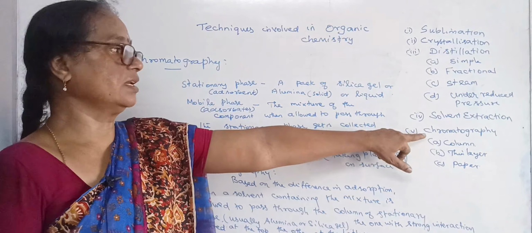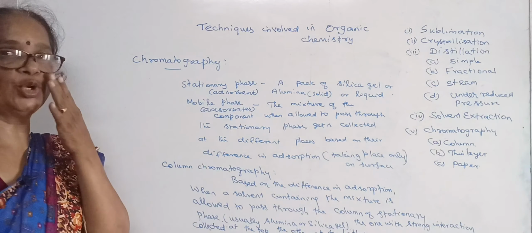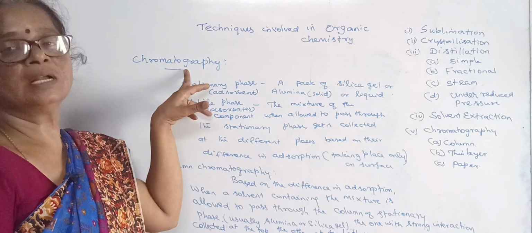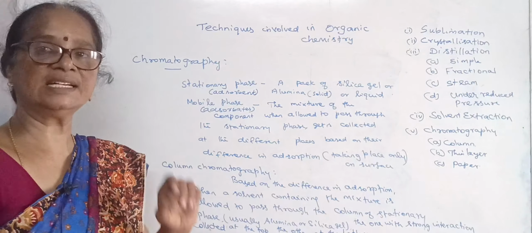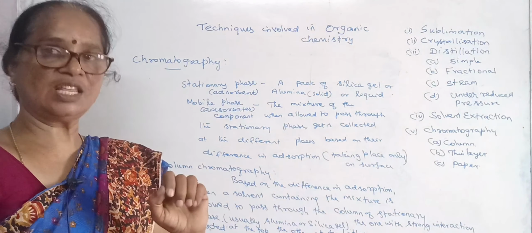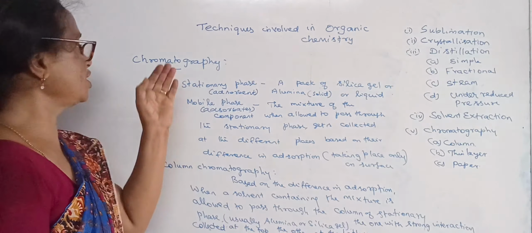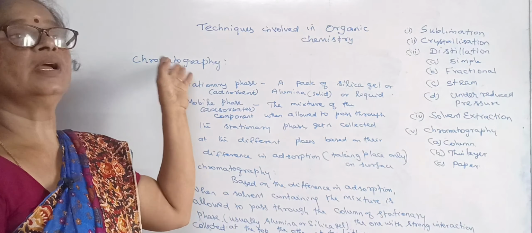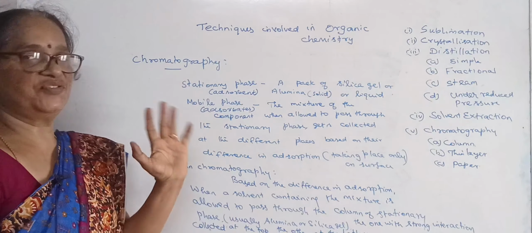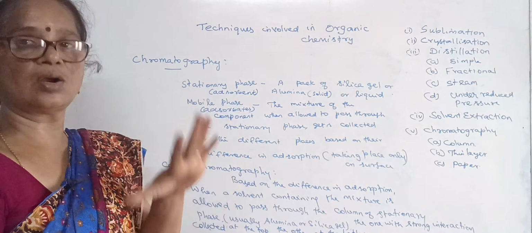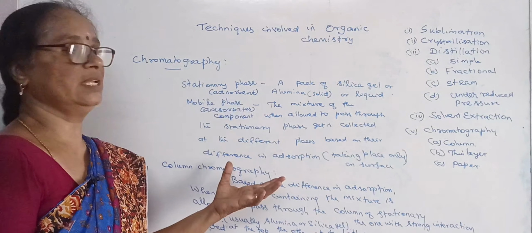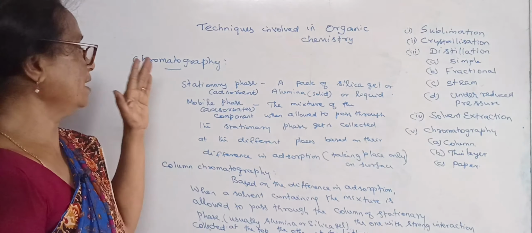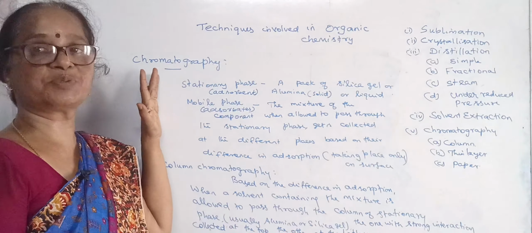The next technique for the purification of organic compounds is chromatography. This method is not only useful for the purification of compounds, it is also useful to identify or to test the purity of an organic compound. Actually, this technique was used to isolate coloring matter in botany. Later on, based on the difference in adsorption of the components, we use this technique to purify organic compounds also. This technique is purely based on adsorption.